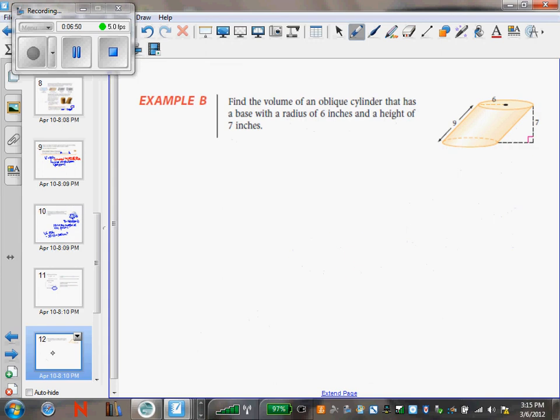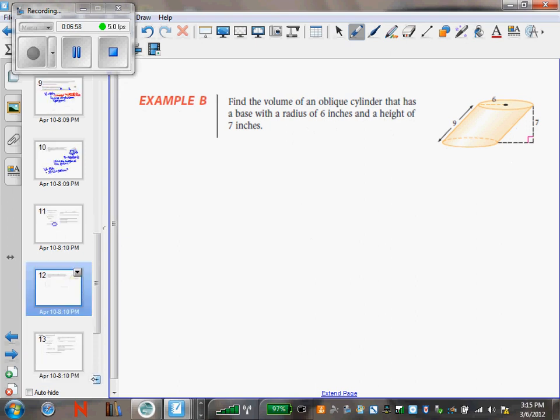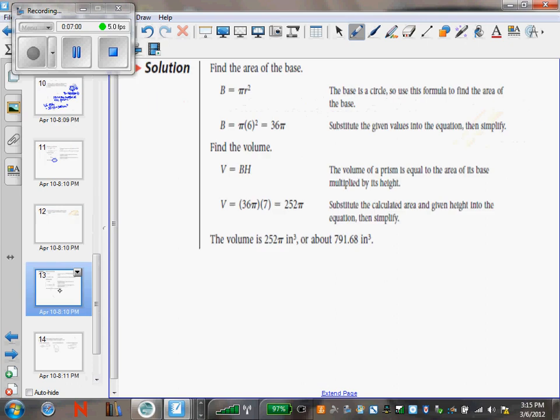Okay, try this one. Put me on pause and work it. Notice it's oblique, but the height is given. Okay, now check your solution. The area of the base is 36 pi, using the formula pi r squared. So the volume is 36 pi times 7 for 252 pi.